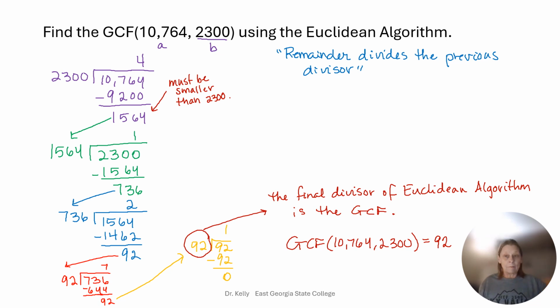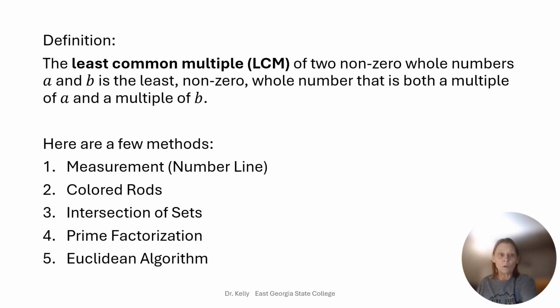All right. So that ends the greatest common factors. Let's take a look at the least common multiple. The least common multiple, or the LCM, of two non-zero whole numbers, A and B, is the least non-zero whole number that is a multiple of both A and a multiple of B.